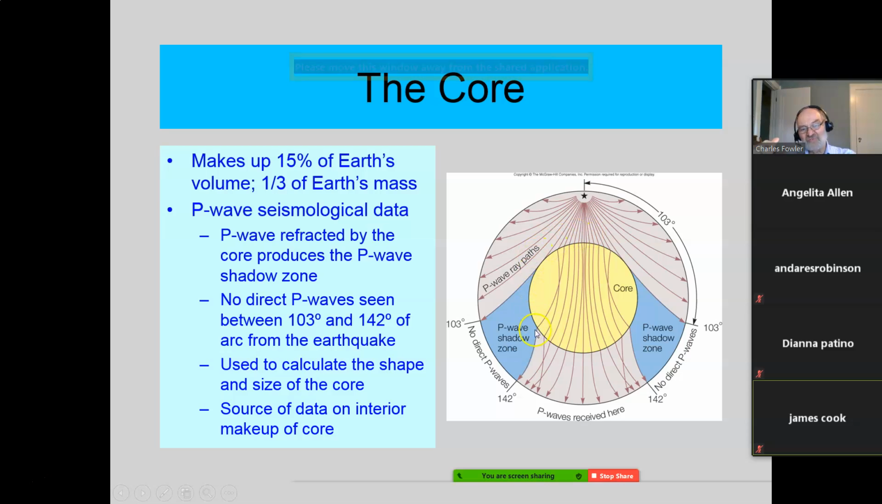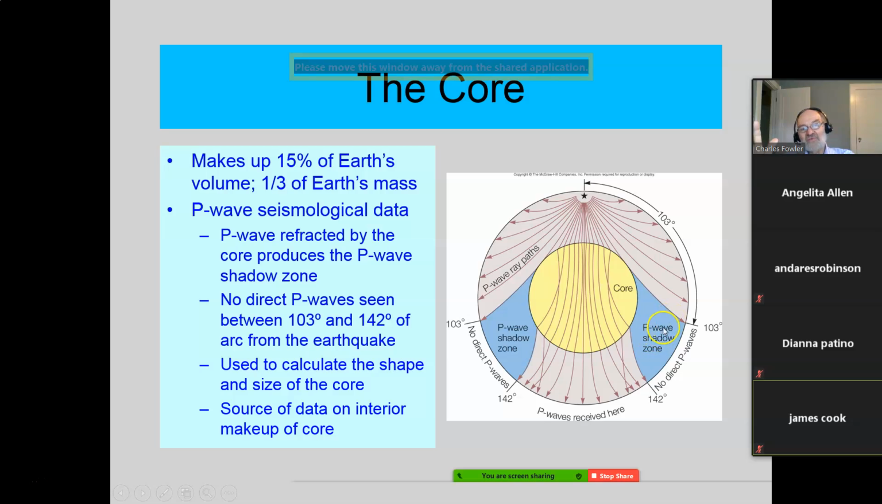But then when they reach the edge of the core, and remember, the core is not a nice smooth sphere like this. It's pretty ragged and jagged. But wherever it is, it goes from high density here to low density here, so the degree of bending or refraction changes. Well, what has happened here? This denser part here bends them inward, then they start bending outward. That leaves a shadow zone.